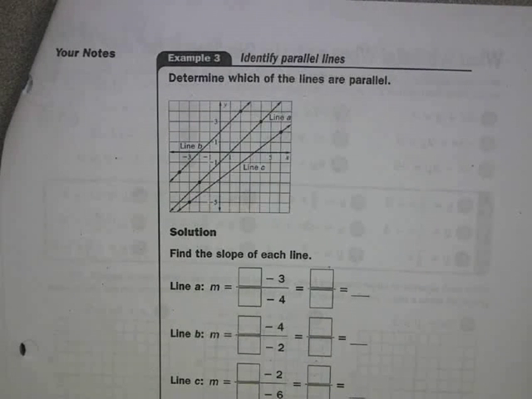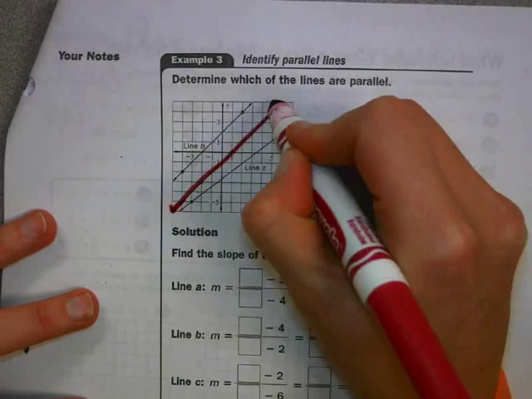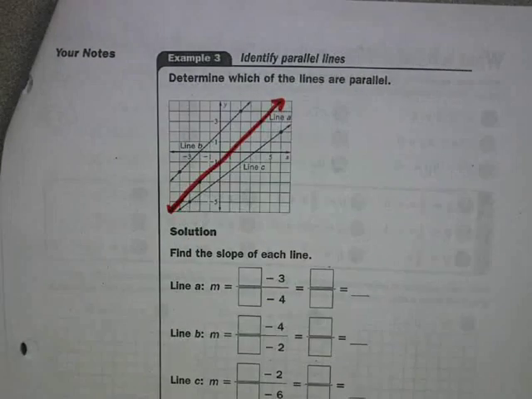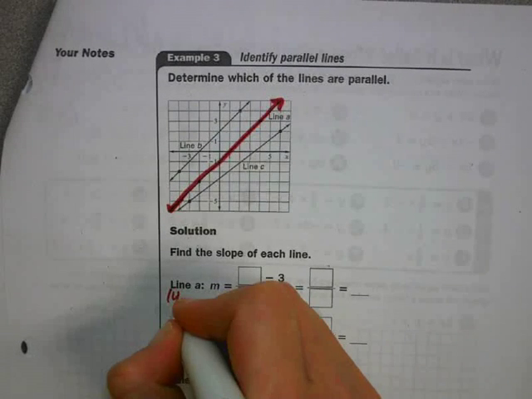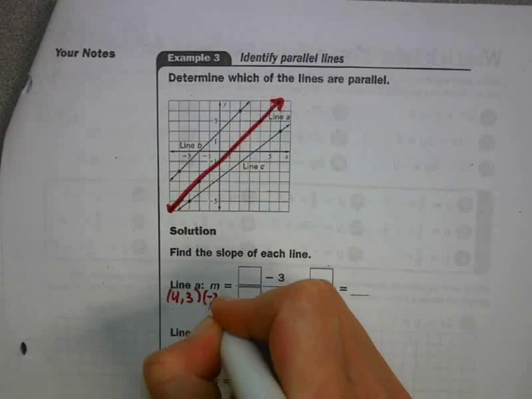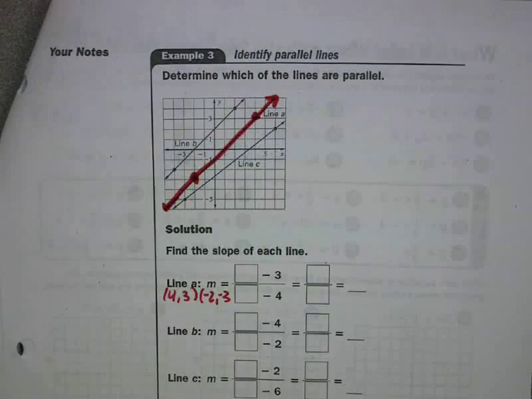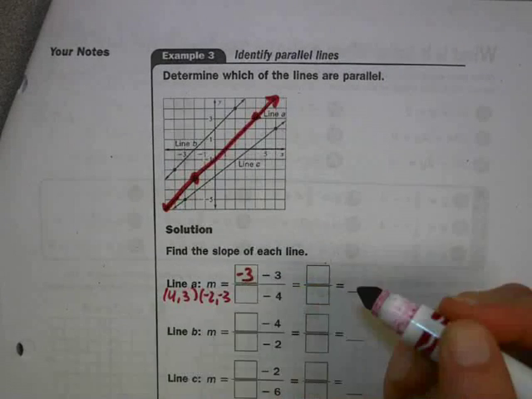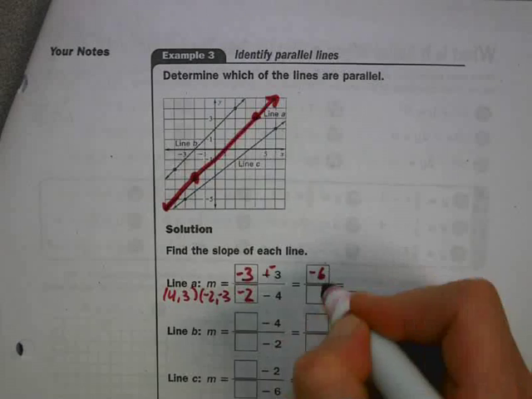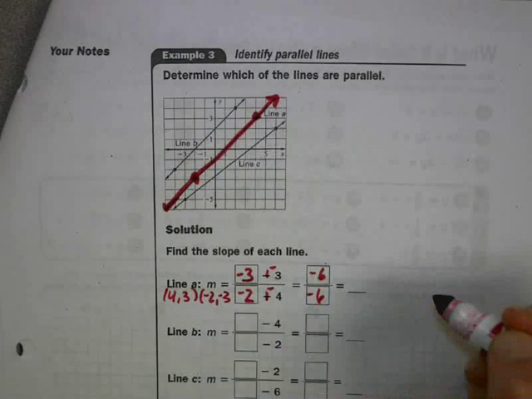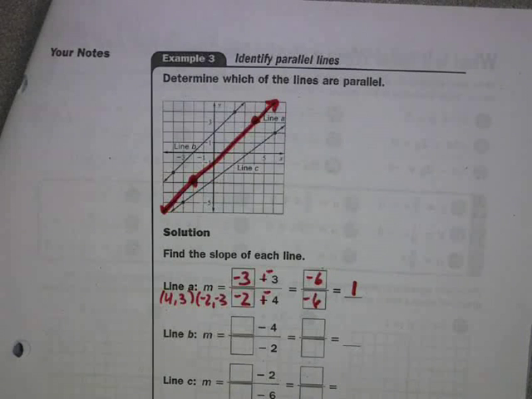So in order to do this, what we're going to do is write the ordered pairs for each line. So line A is right here. This is line A. I'm just highlighting it. And the points that they have for line A, if you look and you write them out, are (4, 3) and (-2, -3). That was that guy right there and this guy right here. Okay? So plugging them in, y2 minus y1 over x2 minus x1, I end up with -6 over -6, which equals 1.